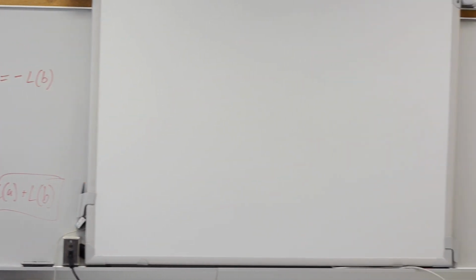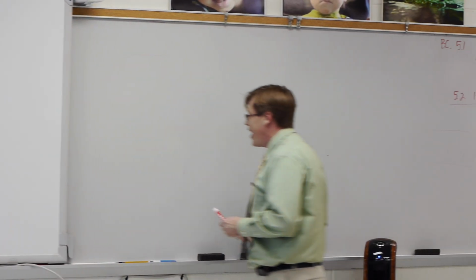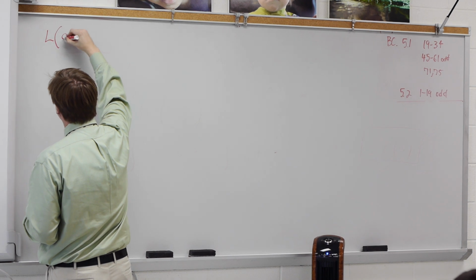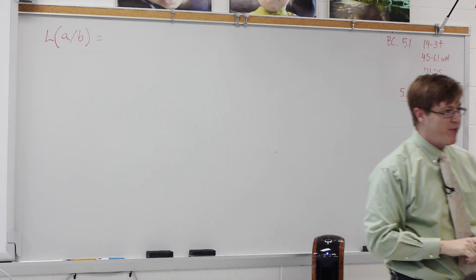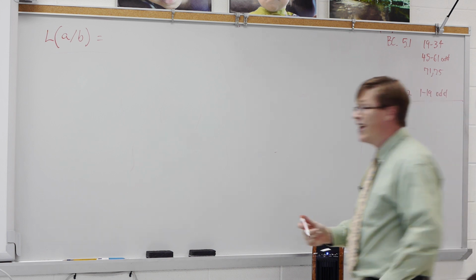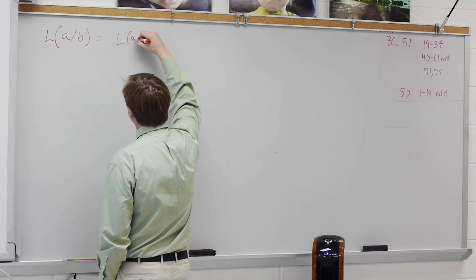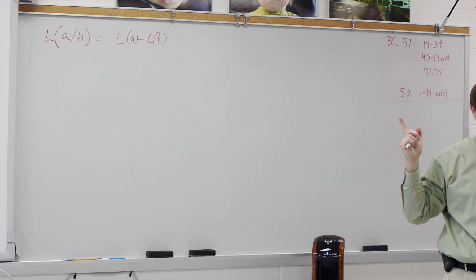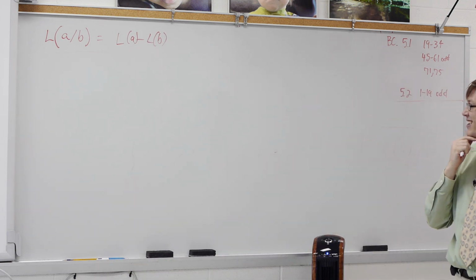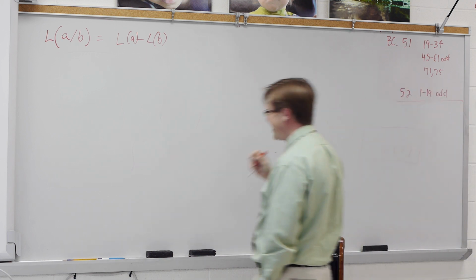Okay, so let's find some other properties of capital L. What do we think this one is? L of A divided by B. L of A minus L of B. Good. No, actually, this one turns out to be pi. No. No.